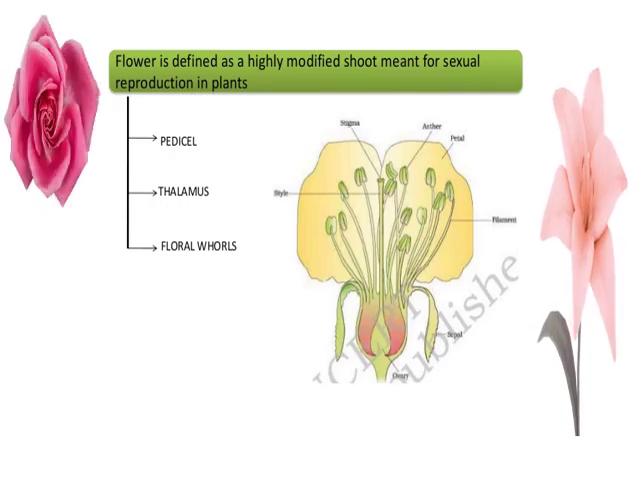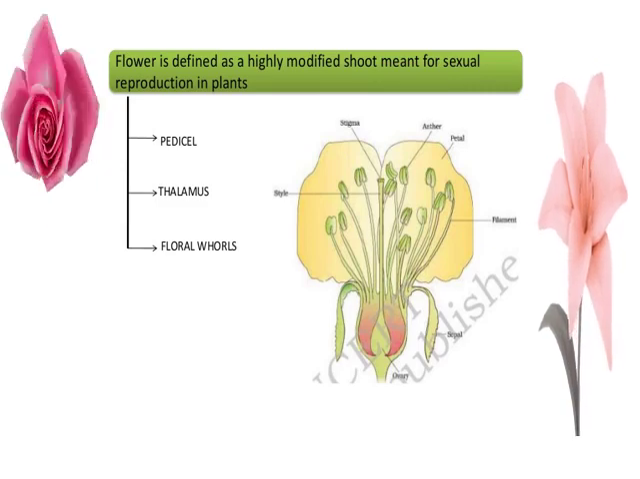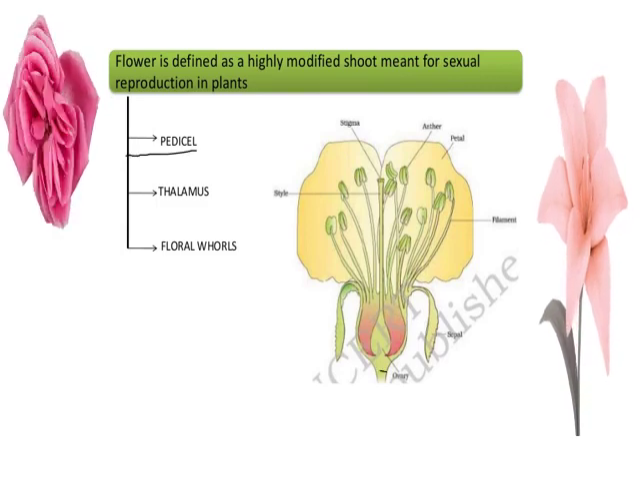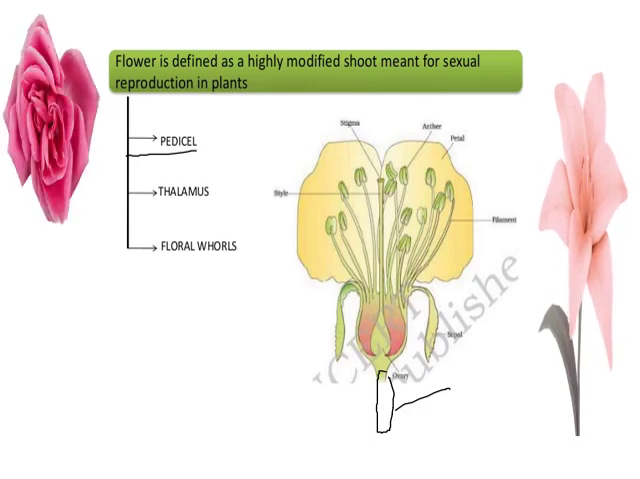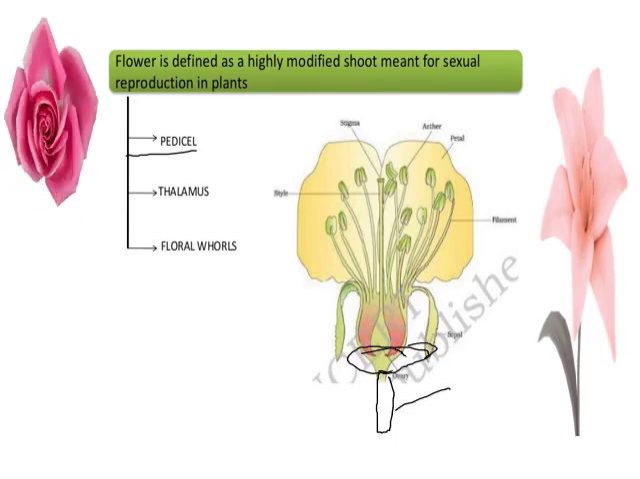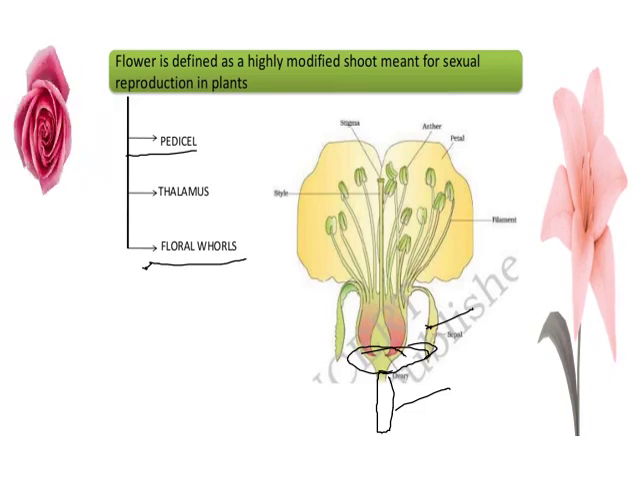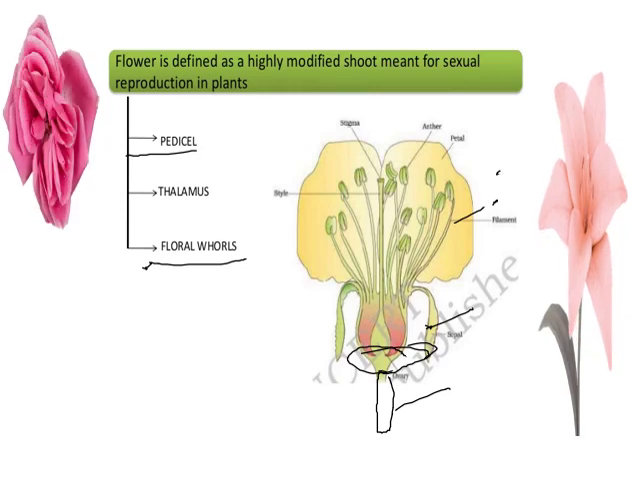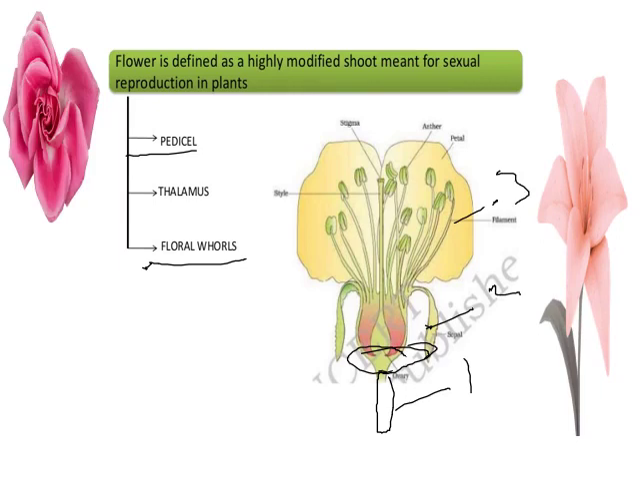So here the flower has three major parts. One is pedicel. So this one is pedicel. Then we have thalamus. This one is thalamus. And in that we have whorls. Whorl 1, whorl number 2, whorl number 3, and this one is whorl number 4.